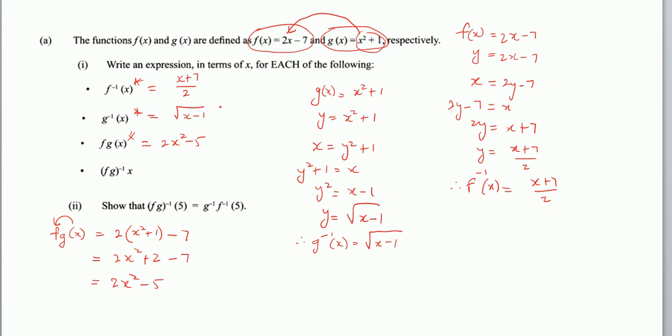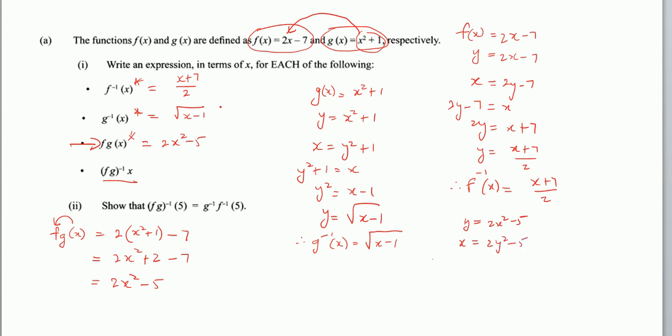And the last part here is fg inverse. Basically what they're asking you is what is the inverse of this function here. So let me see if I could do it quickly in the corner here. We know fg of x is equal to 2x squared minus 5. So we let y equal 2x squared minus 5. Then we interchange. So we get x is equal to 2y squared minus 5.